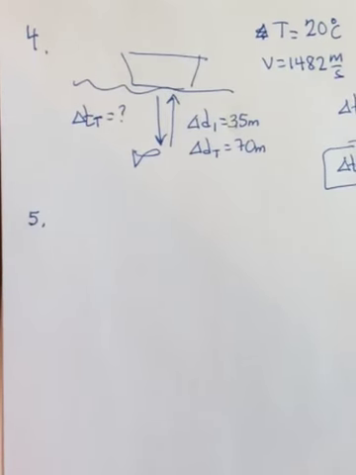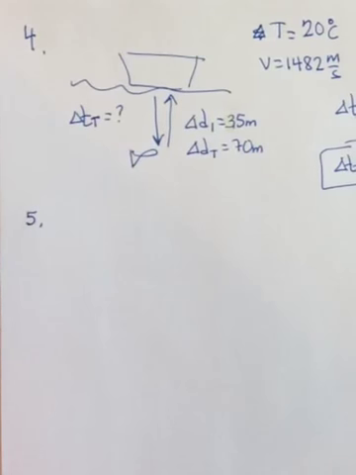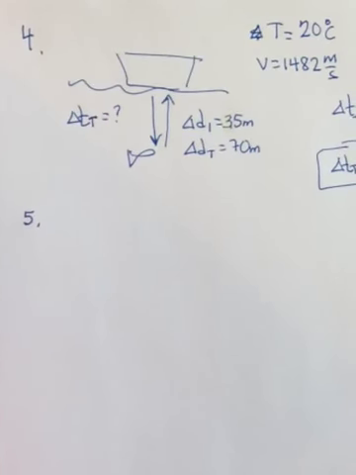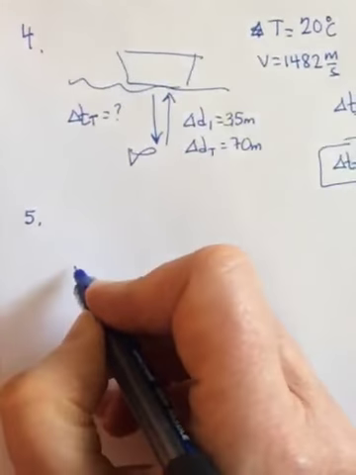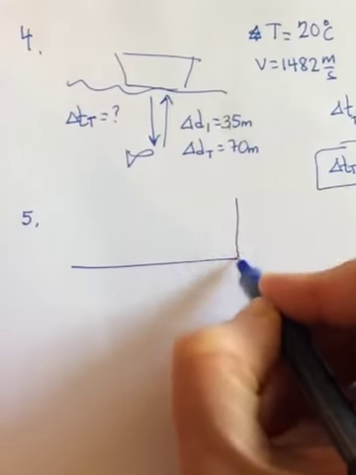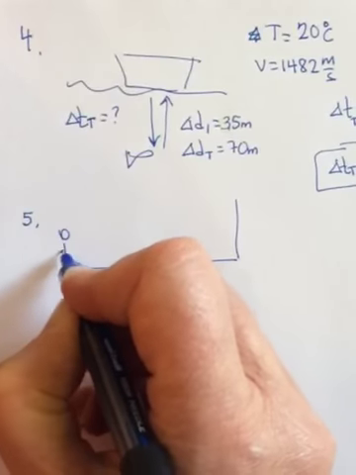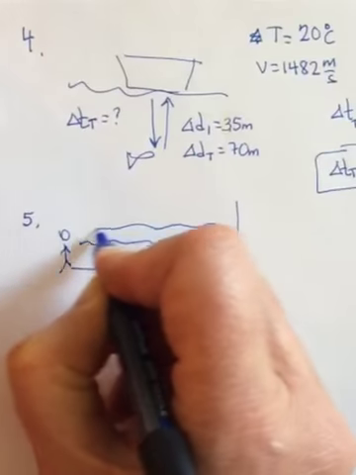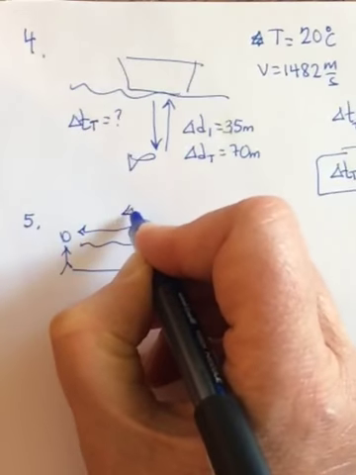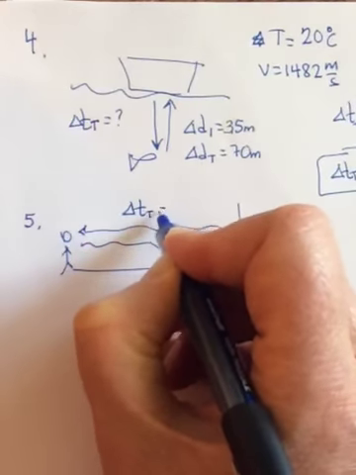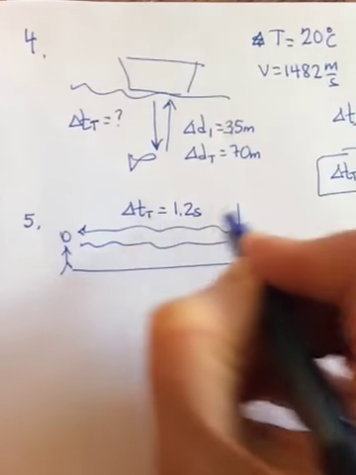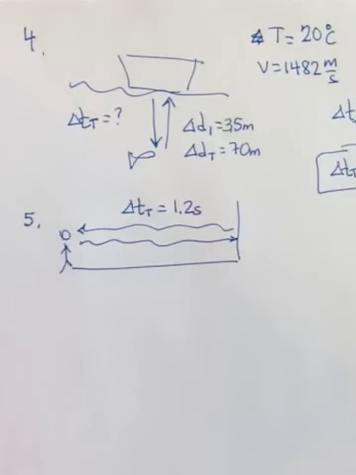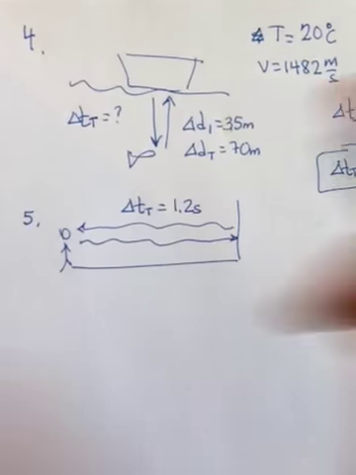Number 5. You want to estimate the length of a large sports complex. You generate a loud noise at one end of the stadium and hear an echo 1.2 seconds later. Okay, so you're over here. Whatever you do, you generate a loud noise. The sound wave travels down, travels back. Delta T total is 1.2 seconds. The air temperature is approximately 12 degrees.